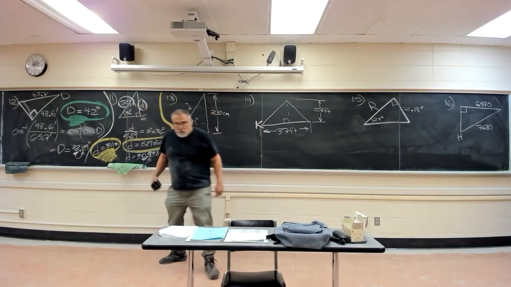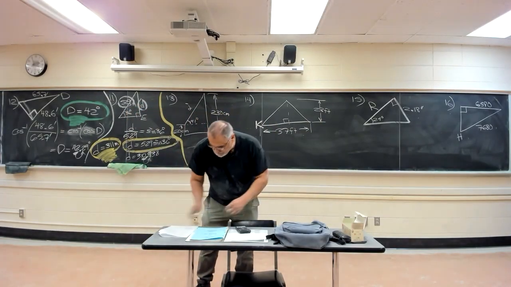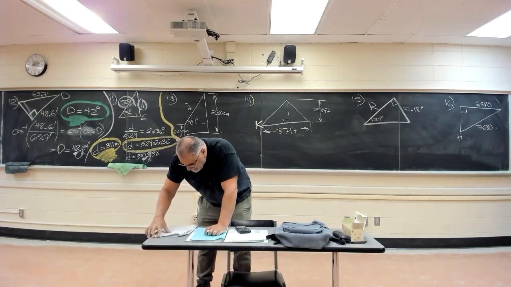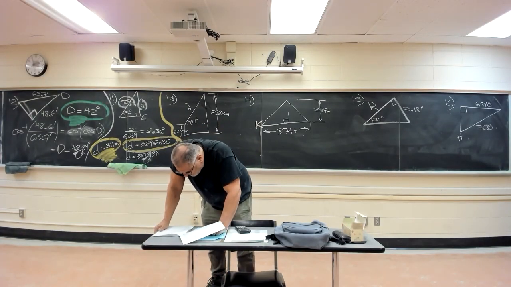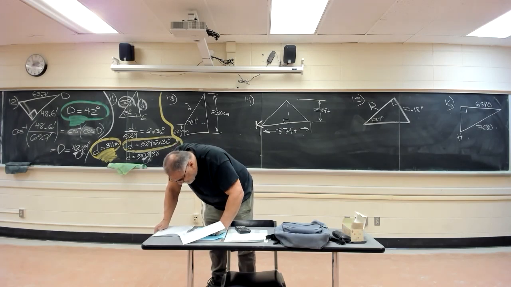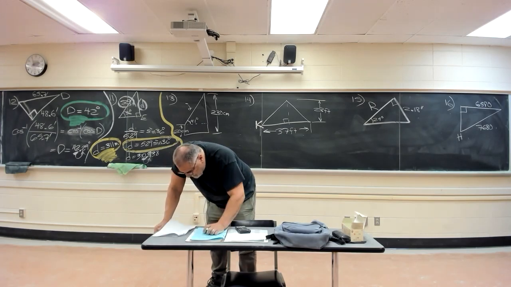So there we go for that one. Let's just always be checking this, guys. I trust what they're saying. I don't always trust that I don't make a careless error. D is 42 degrees, so we're good.